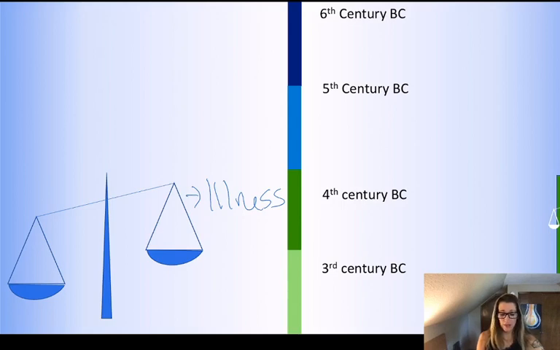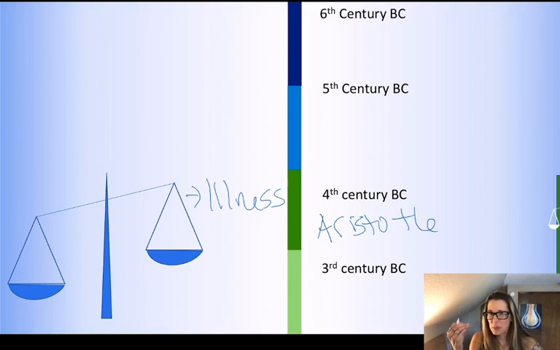Also here in the 3rd and 4th century BC is where Aristotle enters the picture. Aristotle had a really good idea that, of course, in the 3rd and 4th century BC was underdeveloped. But his idea was that every body part was formed for a specific purpose, and that by looking at the form of that body part, you could deduce its function.